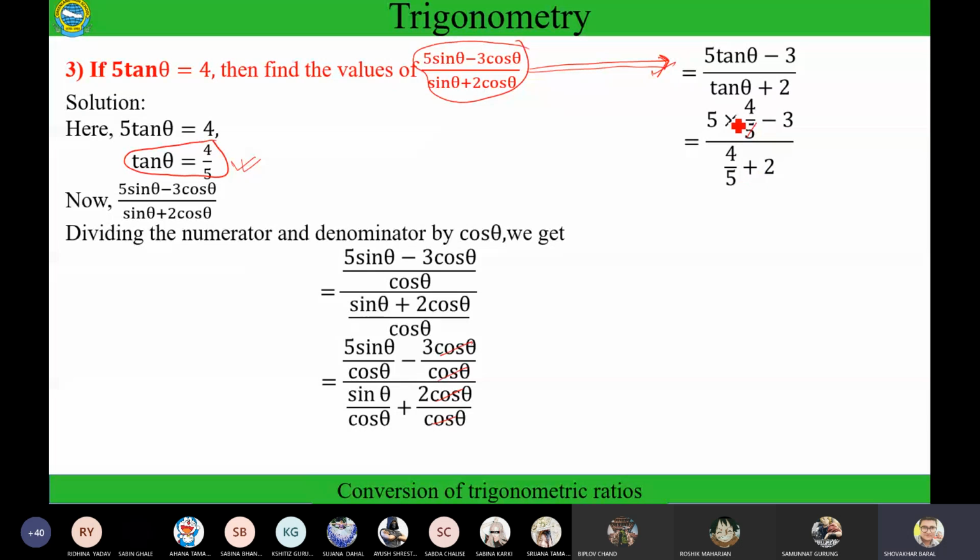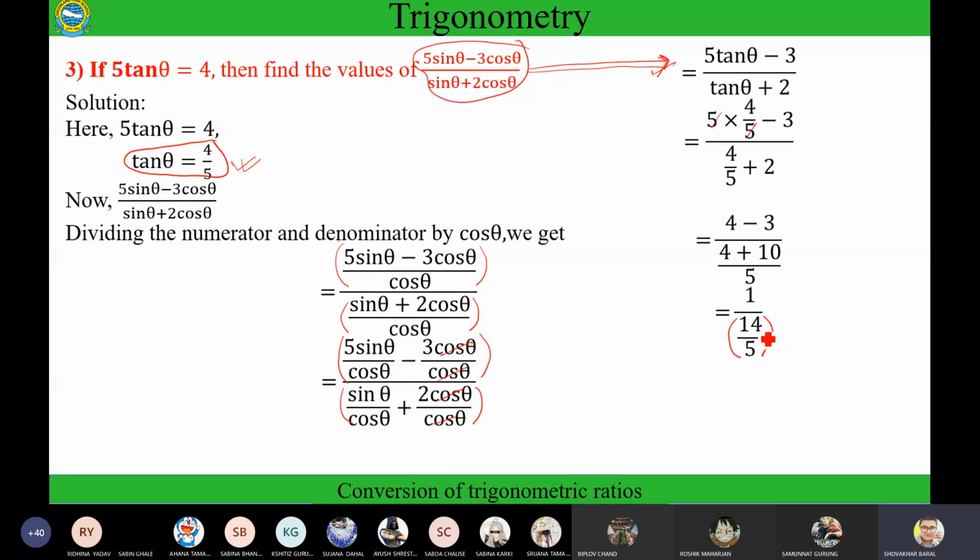Simplify it further. This 5 and 5 will be cancelled and it will be 4 minus 3 by 4 plus, here you can take the LCM, 5 to the 10. I think you don't get confused with such things. These are very basic things. Even if you get confused, please don't hesitate to ask. 4 plus 10, 5 to the 10 by 5. So it will be 1 divided by 14 upon 5. In denominator it is 14 upon 5. If you get confused, just put the bracket there. Sometimes these big expressions may make you confused.